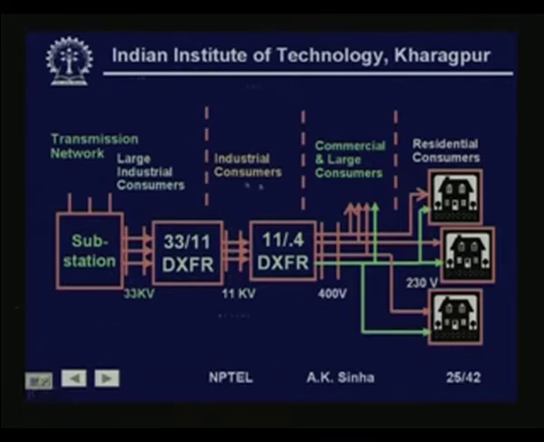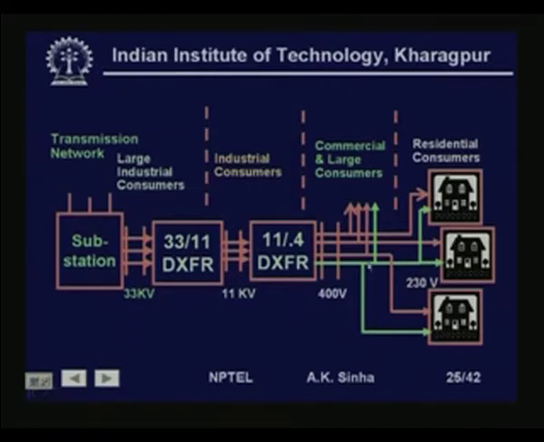So, some industrial consumers will take power at 11 kV. Then from 11 kV to 415 volt, we have another transformation which we do by means of a distribution transformer, and this in general is supplied as 3-phase 415 volt to commercial establishments, maybe large consumers, whereas it goes as single phase at 230 volts or 240 volts to various residences.